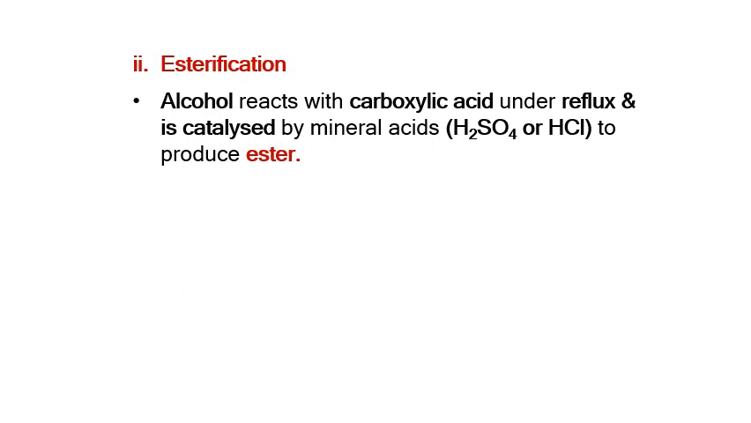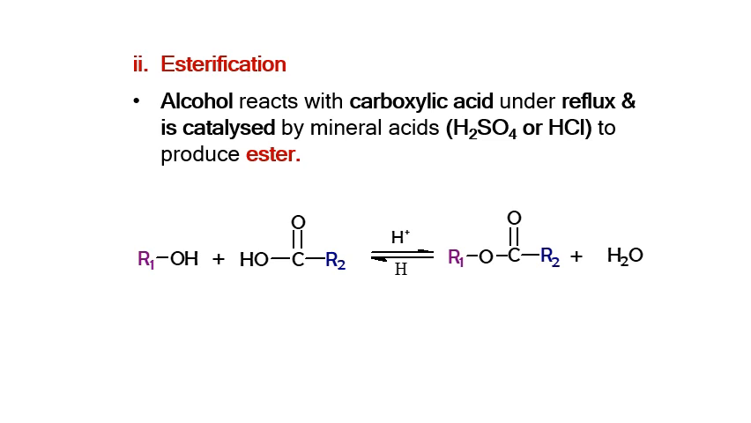Esterification. Alcohol reacts with carboxylic acid under reflux and is catalyzed by mineral acid, for example, sulfuric acid or HCl, to produce an ester. Alcohol plus carboxylic acid, reflux, H+, reversible reaction, produces an ester and water. The product ester shows that R1 comes from the alcohol while R2 comes from the carboxylic acid.